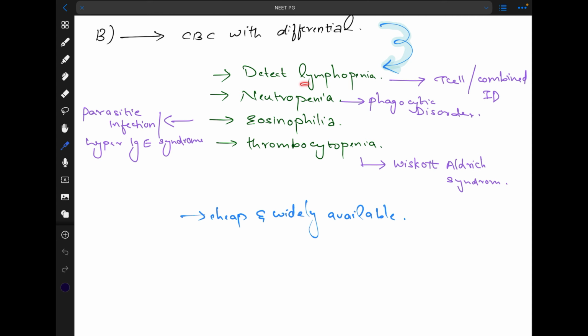Lymphopenia can suggest a T cell or a combined immunodeficiency. Neutropenia can suggest a phagocytic disorder, and eosinophilia can suggest a hyper IgE syndrome or parasitic infections. Thrombocytopenia can be suggestive of Wiskott-Aldrich syndrome. It can also be taken as a primary investigation because it is cheap and widely available, and it can detect all these disorders in one go.